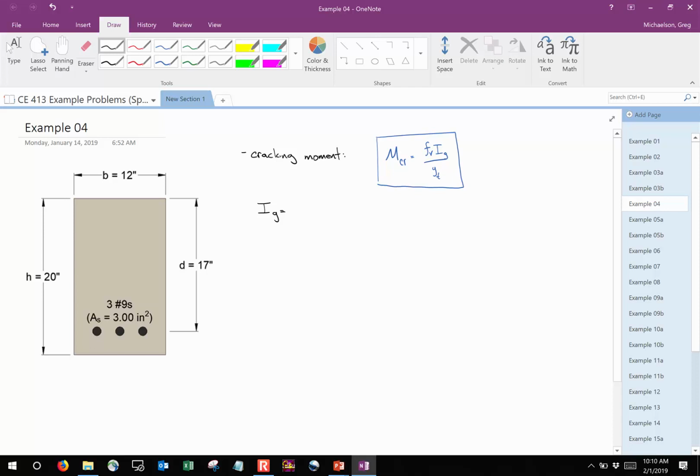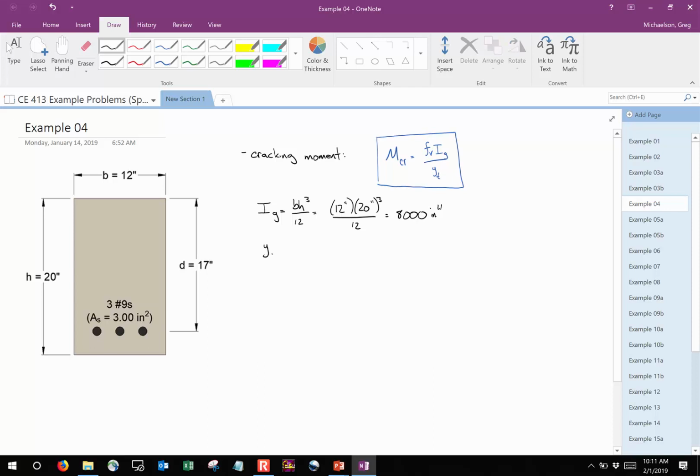And how do we compute that for a rectangular beam? Well, no, this is just a rectangle. BH cubed over 12. We don't have to break out the I plus AD squared because we don't have a T-beam or anything weird like that. It's just a regular old rectangle. So that's 20 cubed. That's 4,000 inches to the fourth, right? No, 8,000. 8,000.